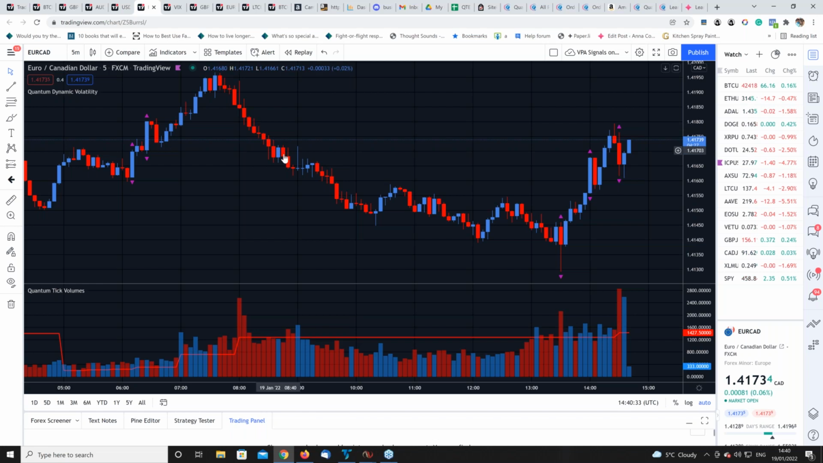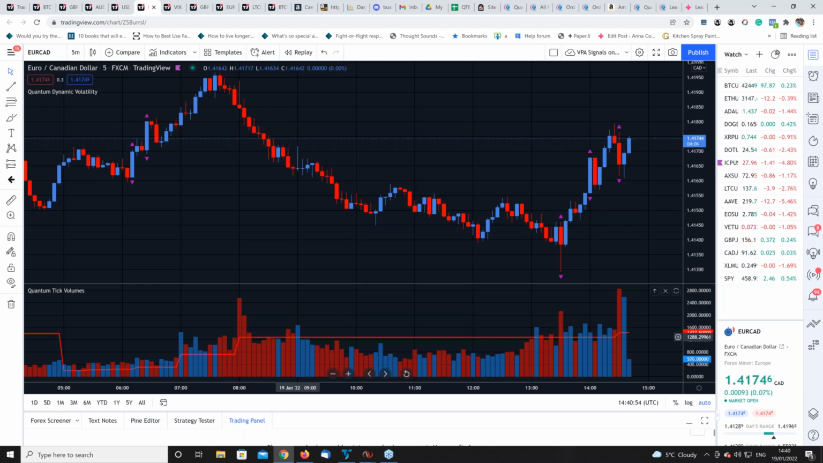Now, if you missed all this, maybe I was away from my desk, whatever, and you've seen this nice move going on, where do you look to get back in again? And the sort of price action you're always looking for in a downtrend like this is efforts to rise. It's like this one here.